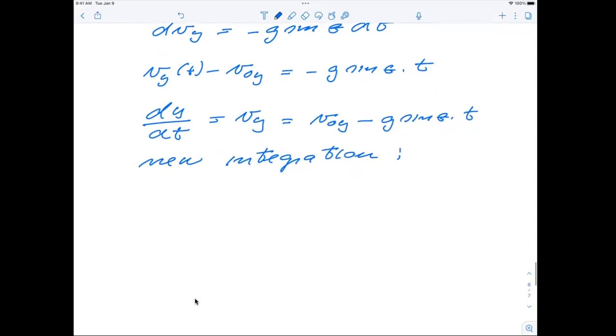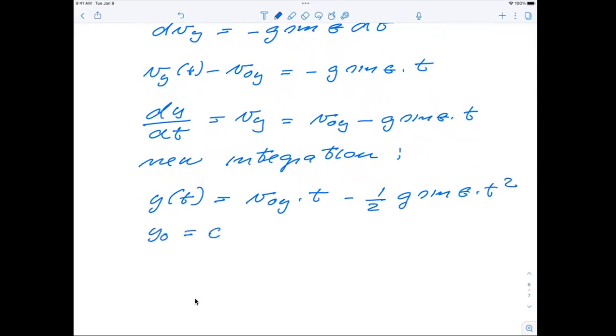And what we get then is simply a result which says that y of t is going to be equal to v0y times t minus 1/2, since we're integrating up here, g times sine theta times t squared. And remember now that y0 was defined to be equal to 0.